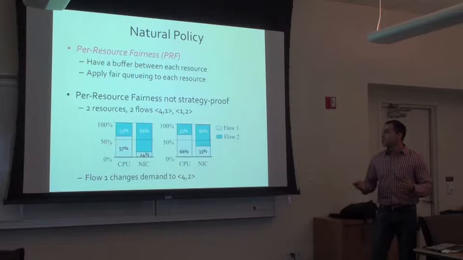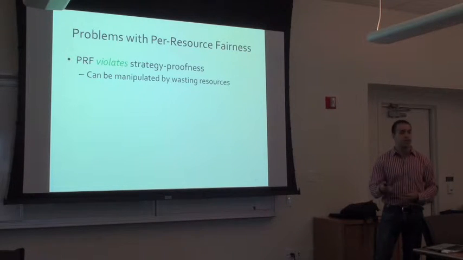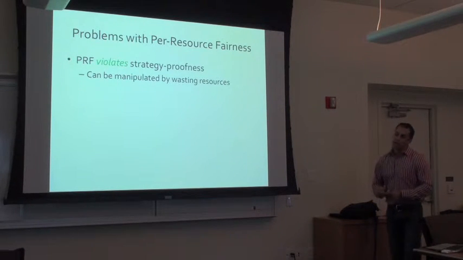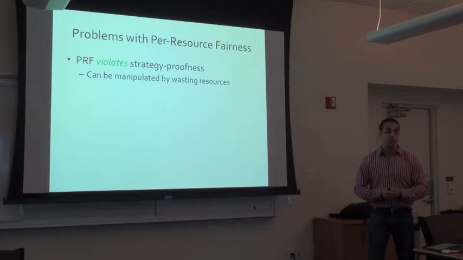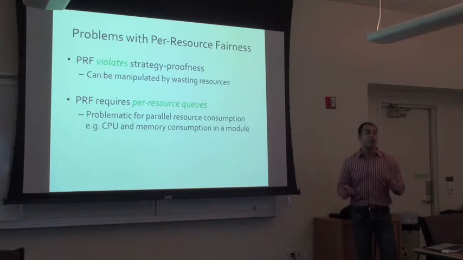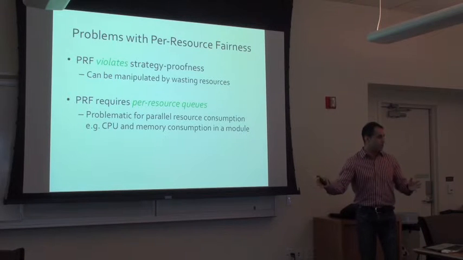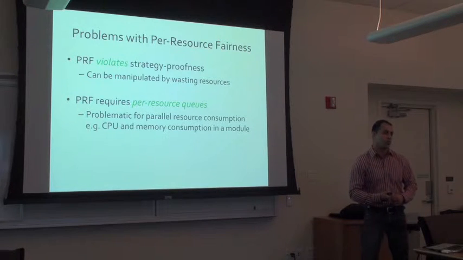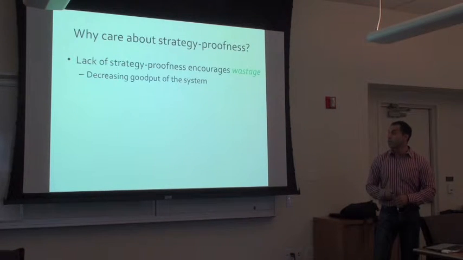Okay. You might think that's not so bad. So I mean, we continued playing with this PRF. But one of the things is that if flows waste resources, they can actually benefit in the system. But more importantly, this PRF actually requires that you have a queue between each of the resources, and that was the main reason we abandoned it, to be honest. Because oftentimes many of these modules consume resources in parallel. So you're using CPU and the network in parallel. You're not doing them sequentially, so you can't force buffers between each of them, in which case this method doesn't work. So this was the other reason why we abandoned it.